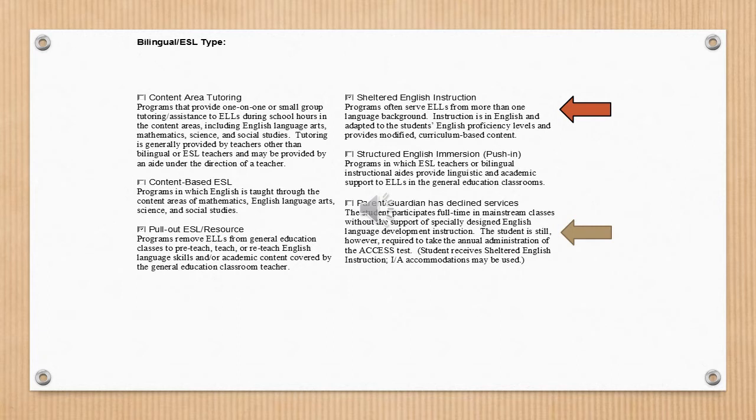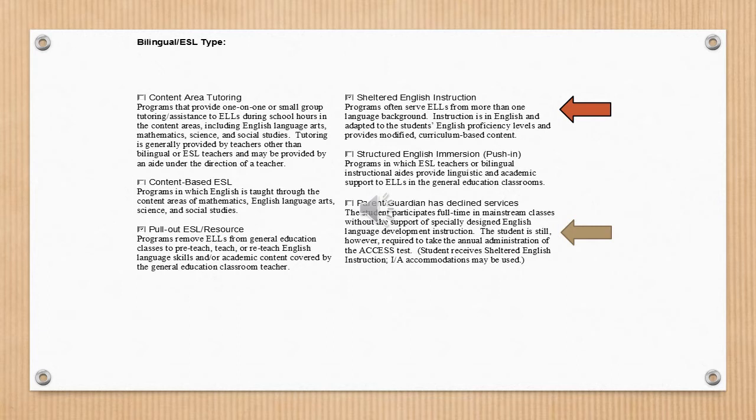A typical selection would be structured English immersion push-in, where the teachers come into the classrooms to provide support, or pull-out ESL resource. If you do see parent guardian has declined services in the last block, the student still has to take the ACCESS test until they exit with the score of a 5.